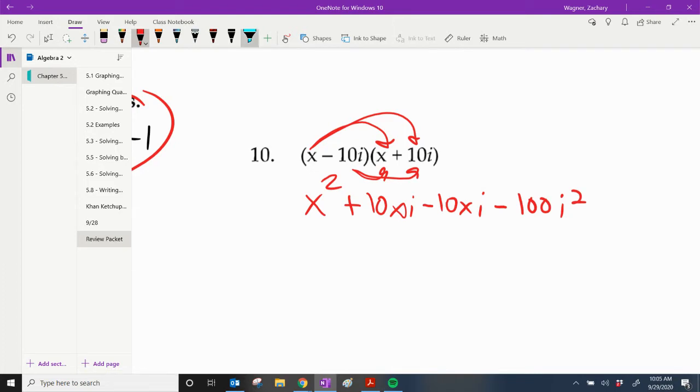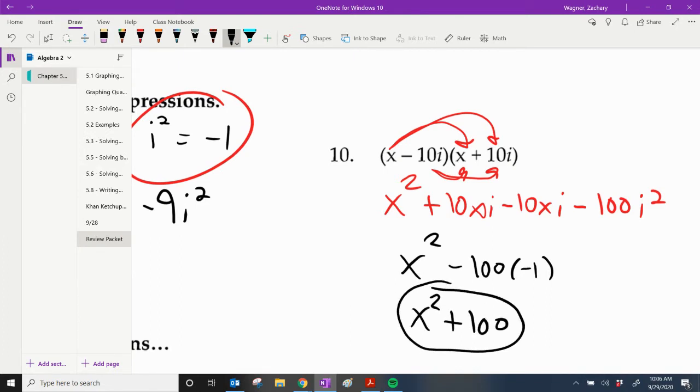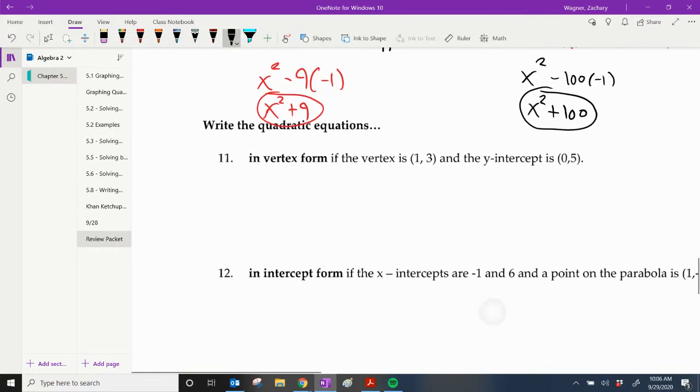From here, simplify. Once again, this thing in the middle, these cross out. 10xi and -10xi cancel out. This is -100i squared. Once again, i squared is equal to -1. Replace it with the -1. This becomes x squared plus 100 because -100 times -1 gives me positive 100. You will see operations with the i in the test. Please make sure you understand how to do these.